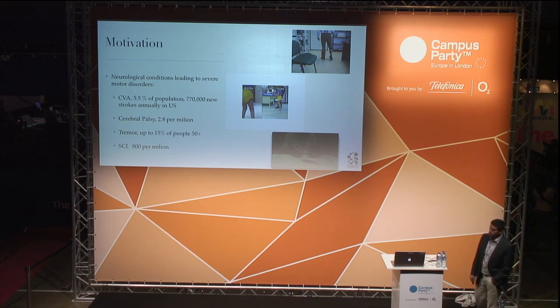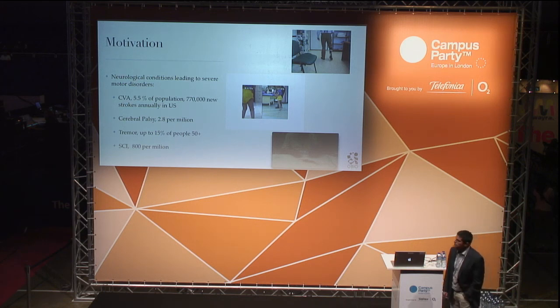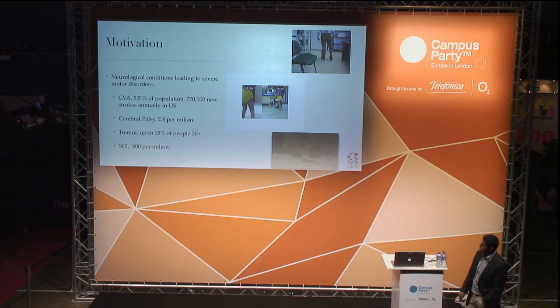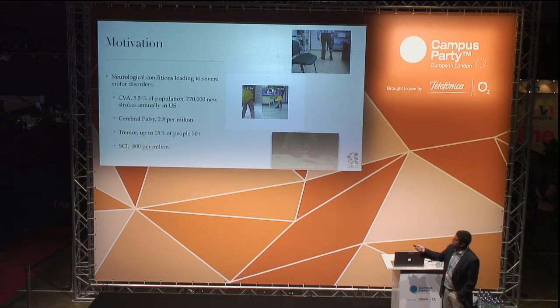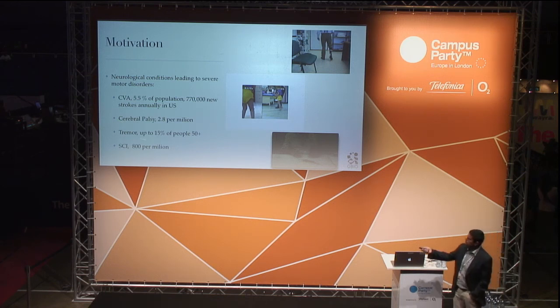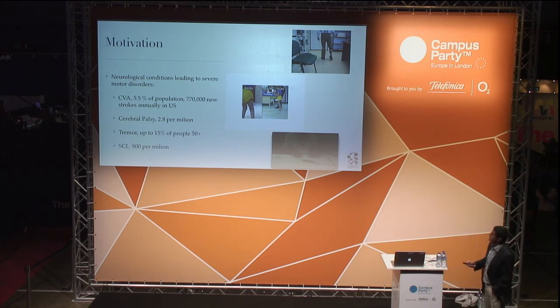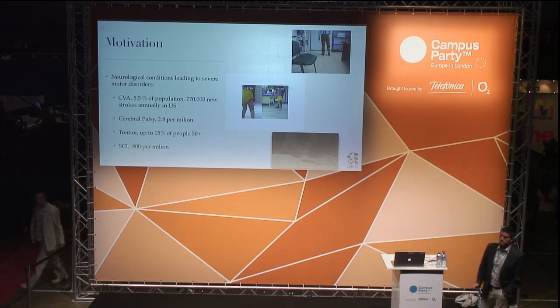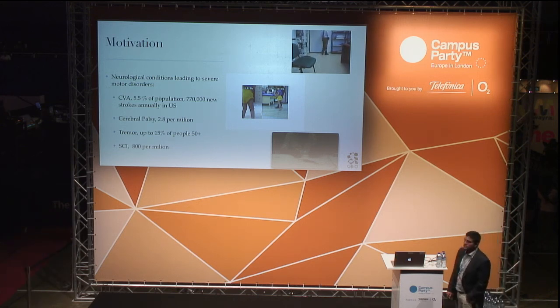So our motivation is based on the number of neurological conditions that are leading to severe motor disorders. There are a number of these neurological conditions, for instance stroke, which leads to severe motor disorders, or cerebral palsy, or pathological tremors, or spinal cord injury disorders. So you have here just a few examples of these conditions.